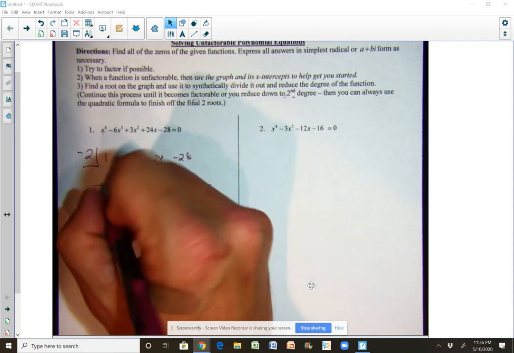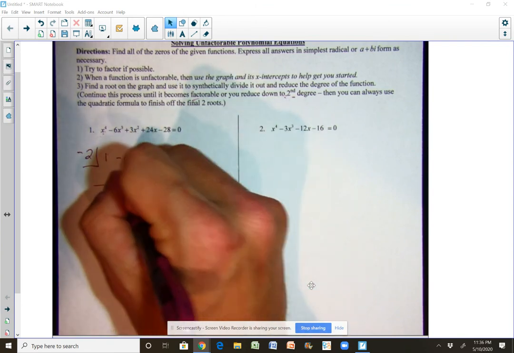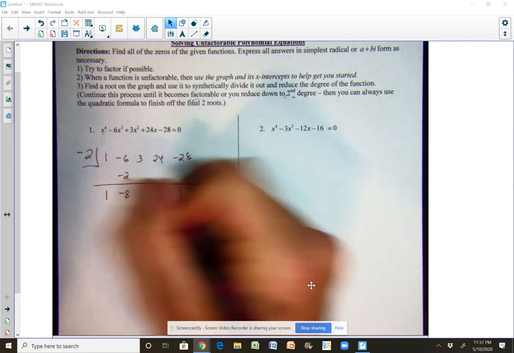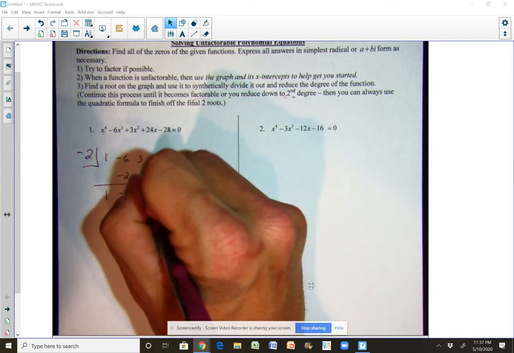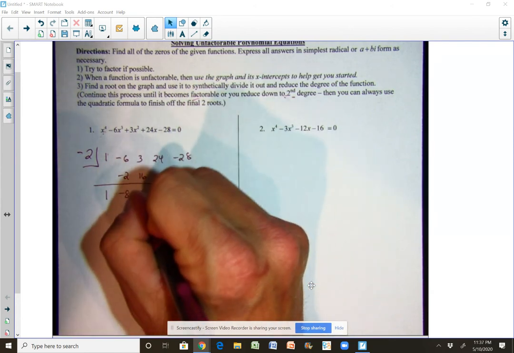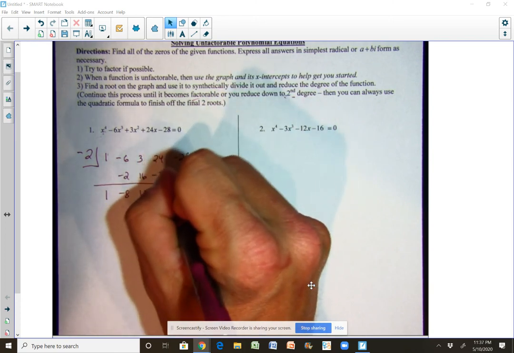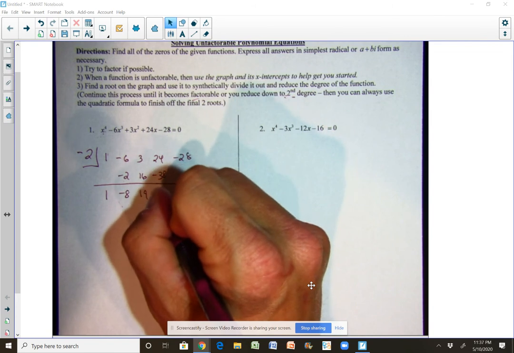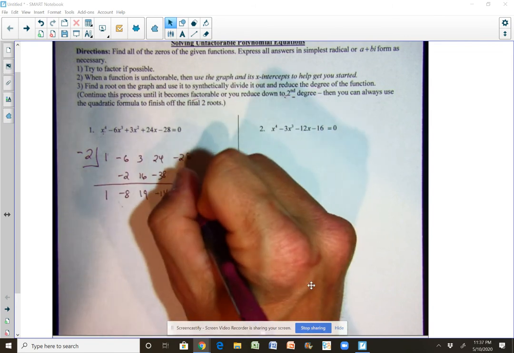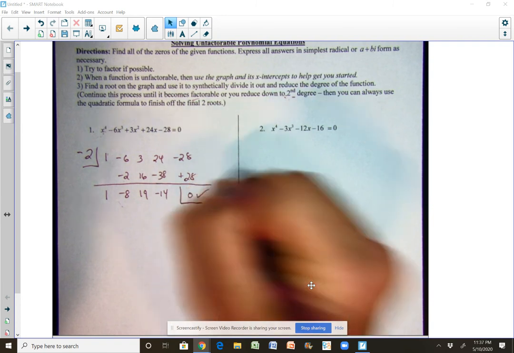So we add straight down, we get 1. Multiply diagonally, we get -2. Add straight down, we get -8. Multiply diagonally, we get +16. Add straight down, we get 19. Multiply diagonally, we get -38. Add straight down, we get -14, and if we multiply diagonally, we get +28, and therefore the remainder is 0. So that kind of checks out.